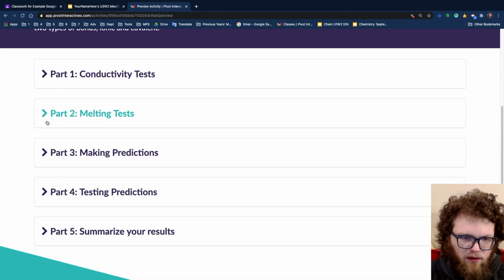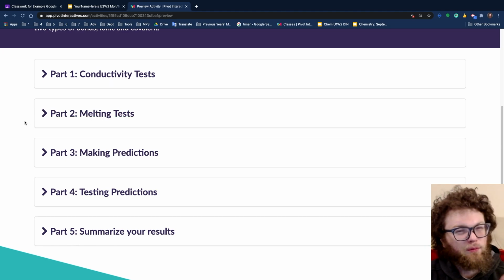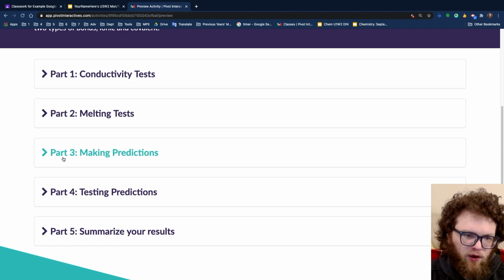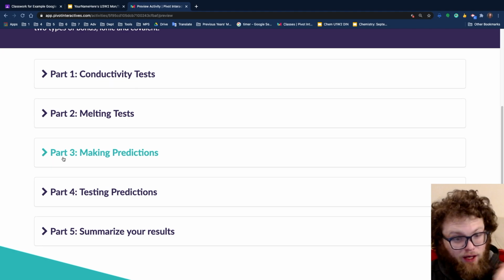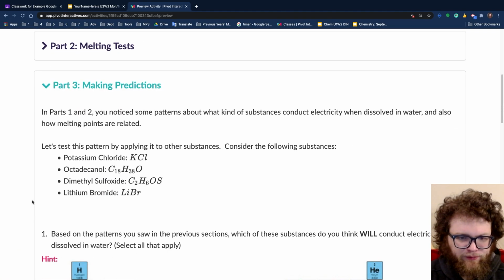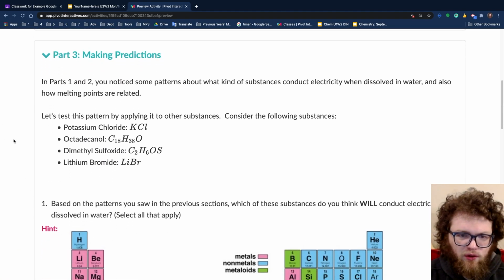Part 3. Okay, so now we've done our conductivity test and our melting test, and we should have observed some patterns. So now we'll go through to part 3 and use the patterns to make predictions. In parts 1 and 2, you notice some patterns about what kind of substances conduct electricity when dissolved in water, and also how melting points are related. Let's test this pattern by applying it to other substances.